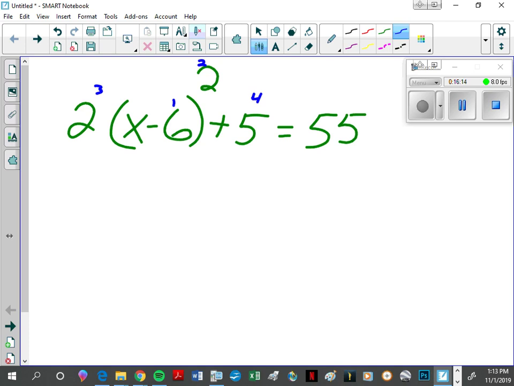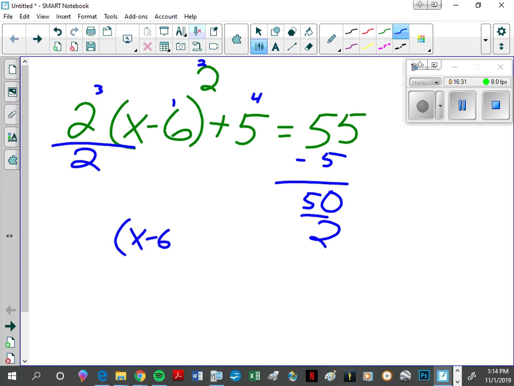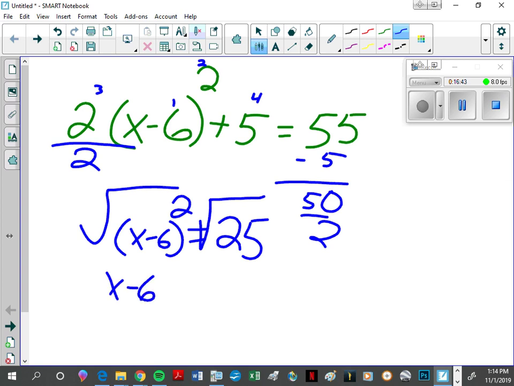So I get rid of plus 5 by subtracting 5, and I get 50. Then what? Close. Divide it by 2, and I get x minus 6 squared is equal to 25. Oh, good, I did it right. Okay. Take the square root, and I get x minus 6 equals, good, plus or minus 5.